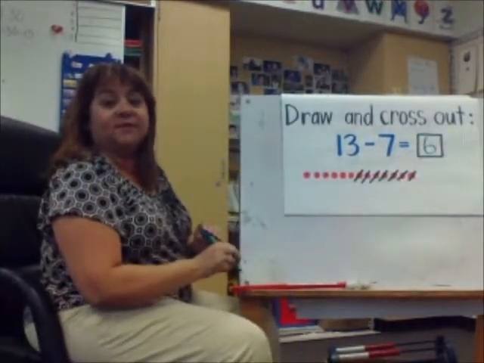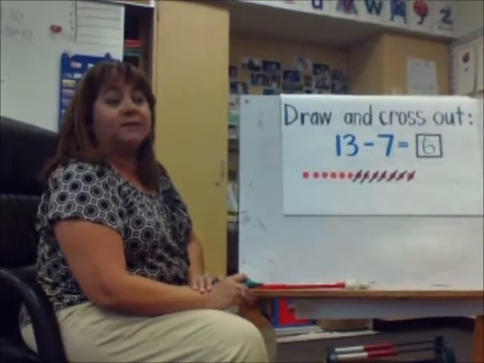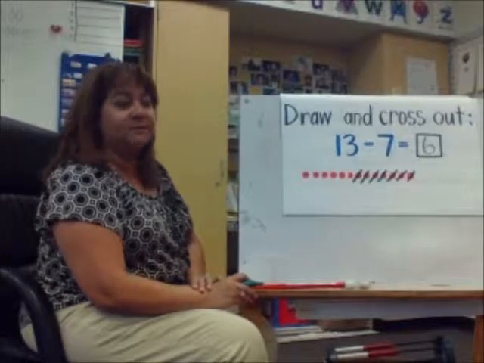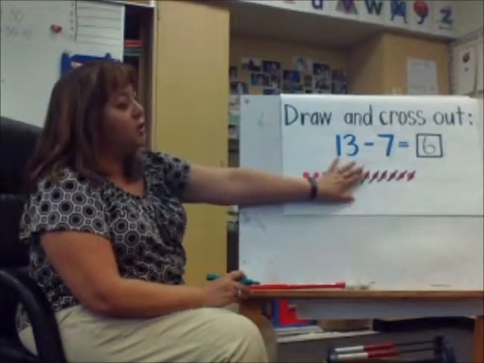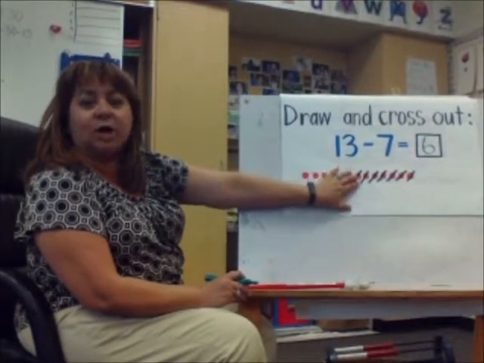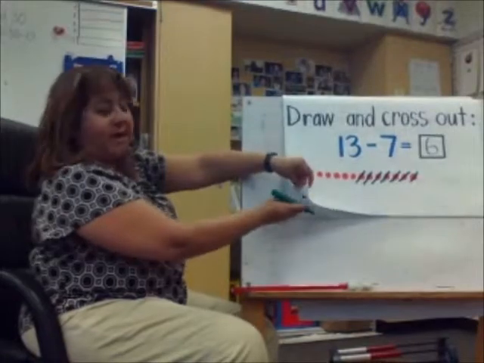And as I said before, this is fairly easy. This is something they can do on their own. But there is also the potential for them to make a mistake when they're drawing, when they're crossing out. So although this is the easiest, it's not always the most reliable solution we have.